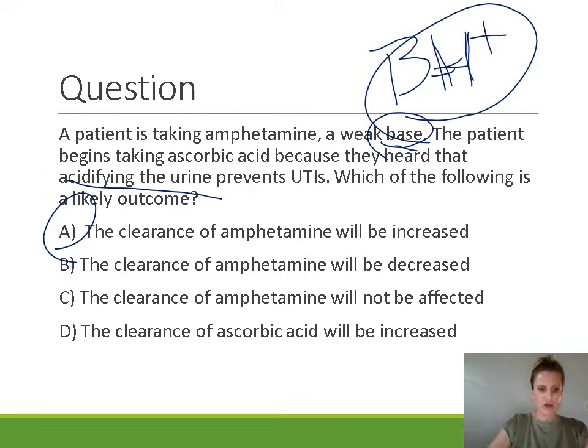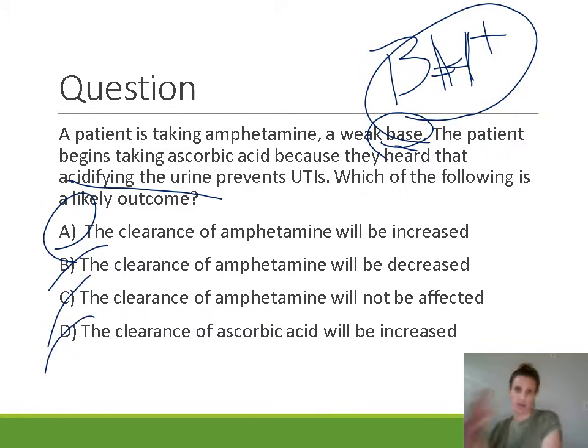The clearance will be decreased? No. The clearance will not be affected? No, it'll be affected. And then the clearance of ascorbic acid will be increased? No, the amphetamine's not affecting the ascorbic acid, right? It's the weak base, the amphetamine, that we're actually worried about changing. So the clearance of amphetamine would be increased, so the patient might have less of an effect from the amphetamine.